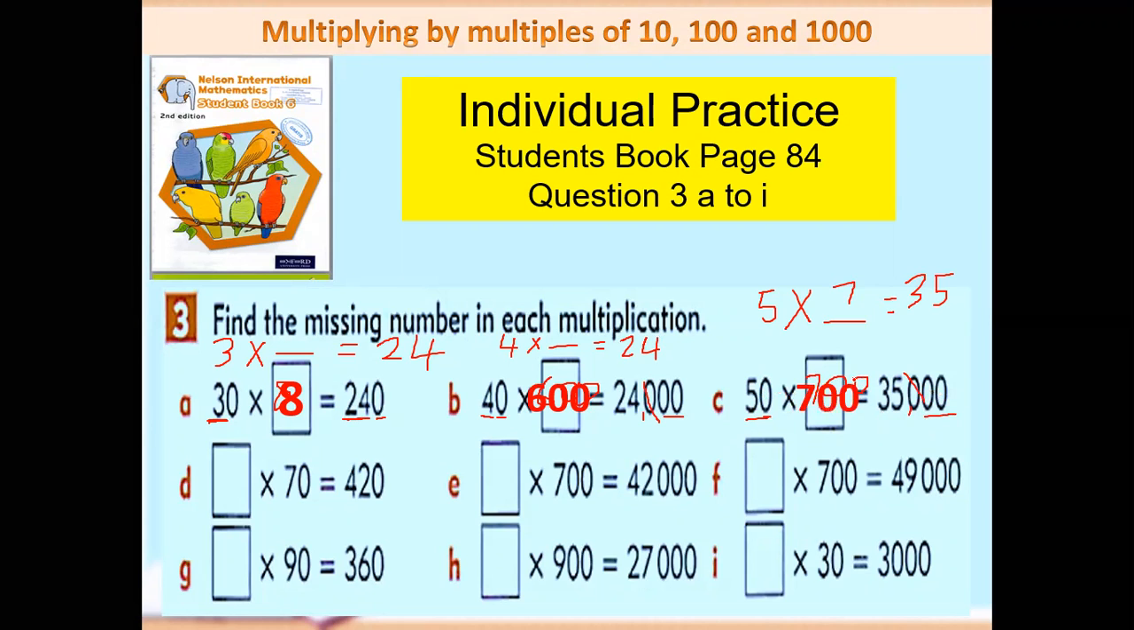All right. Now pause your video and try to answer the questions from D to I. So are you done? Check your answer if you did it correctly. So letter D, the answer is 6. Letter E, the answer is 60. Letter F, the answer is 70. Letter G, the answer is 4. Letter H is 30. And letter I is 100. Okay?